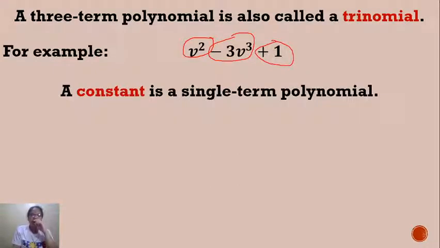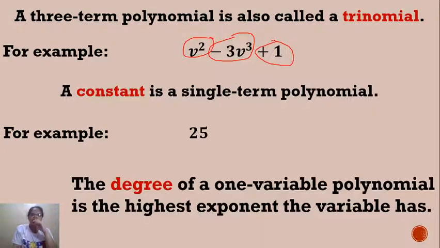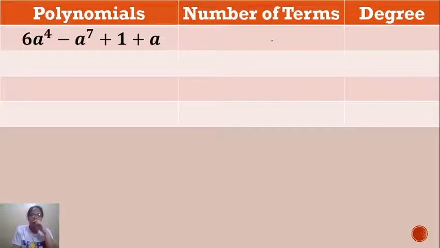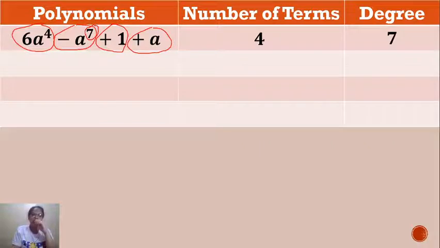A constant is a single-term polynomial. So if we say constant, it's a term with no variable. For example, 25. The degree of a one-variable polynomial is the highest exponent the variable has. For example, if we're given 6a to the fourth minus a to the seventh plus 1 plus a, there are four terms. What are those terms? 6a to the fourth, negative a to the seventh, 1, and the term a. What's the degree? It's 7. It's the highest exponent that you can see among the variables.